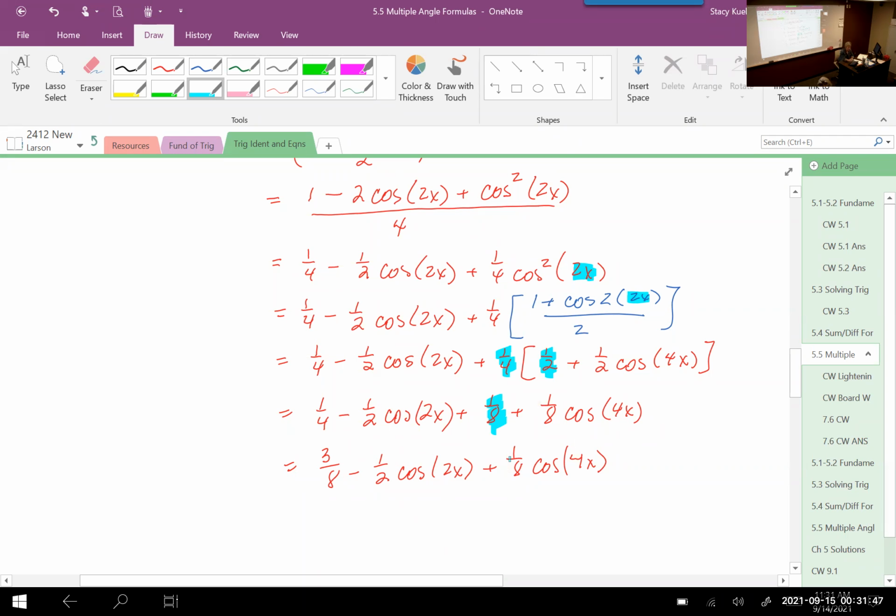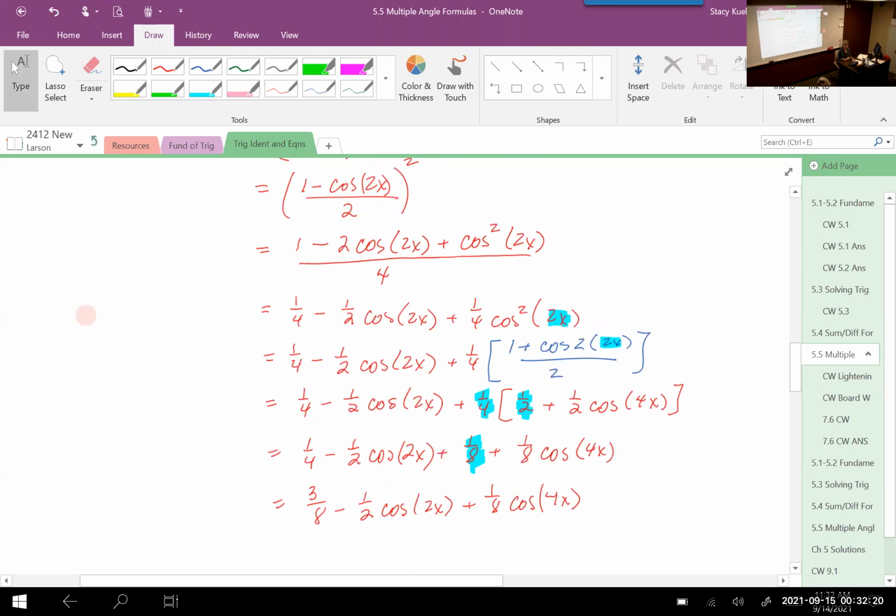And that's my answer. Notice I'm done because I have 3 terms here, and each of those terms has no power greater than 1. So I finished. All of it is just using those 2 identities that we just talked about. Okay? Any questions on that? Nope, it's just long, that's all.